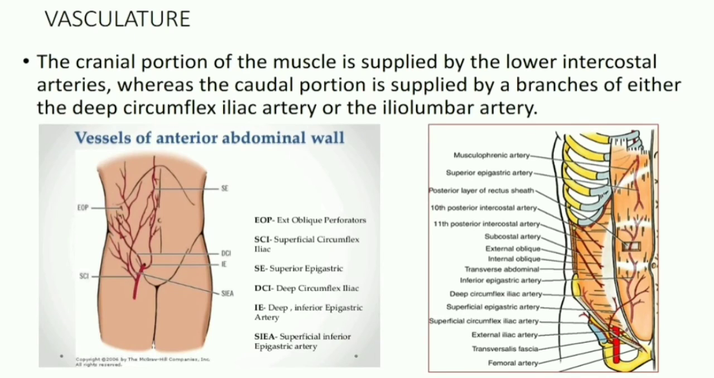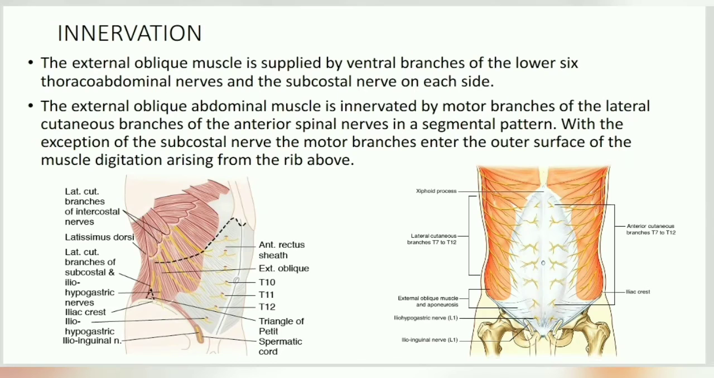The cranial portion of the muscle is supplied by the lower intercostal arteries, whereas the caudal portion is supplied by a branch of either the deep circumflex iliac artery or the iliolumbar artery. The external oblique muscle is supplied by ventral branches of the lower 6 thoraco-abdominal nerves and the subcostal nerves on each side.